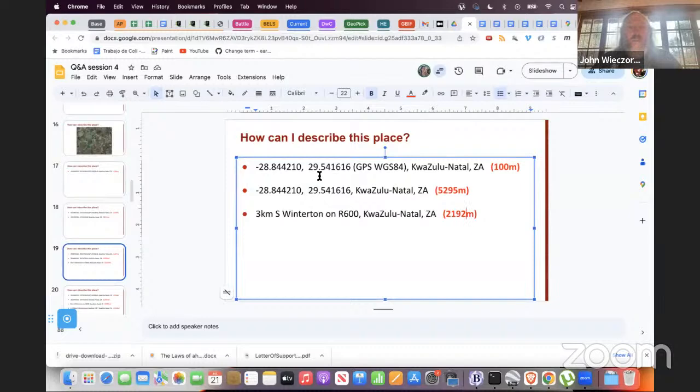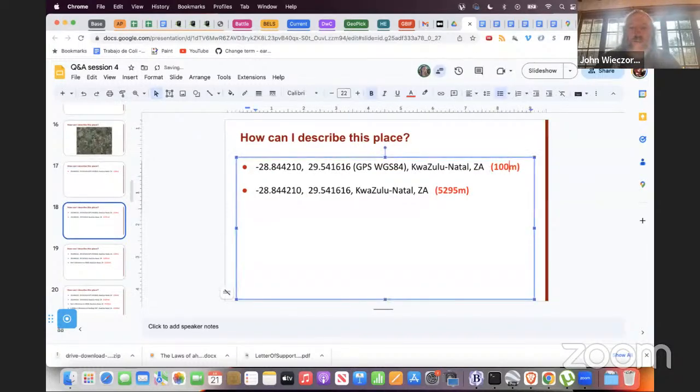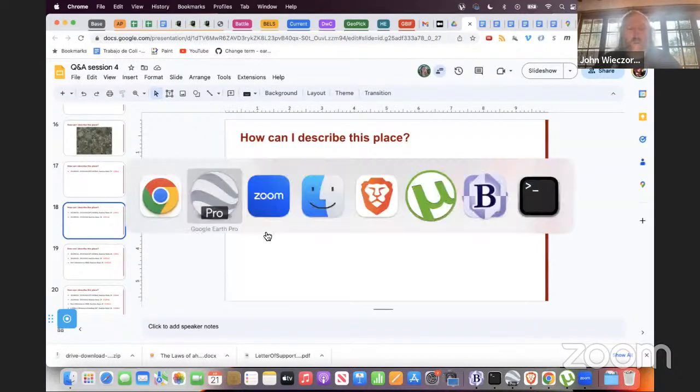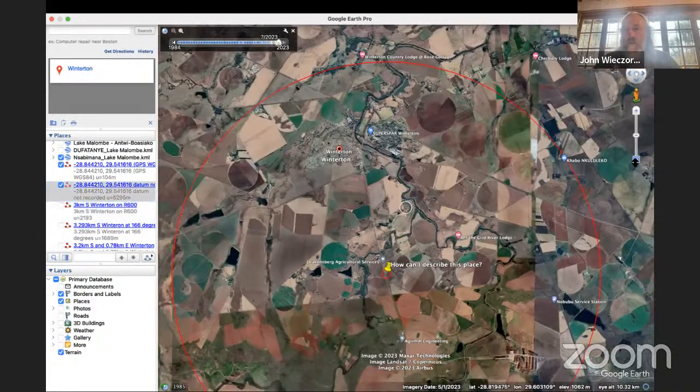The second one is exactly the same as the first one, except that we don't know that it came from GPS and we don't know the datum. So what does that one look like when we map it on Google Maps or Google Earth? I'll take away the second one and I'll put in the other one. Wow, we get a big circle.